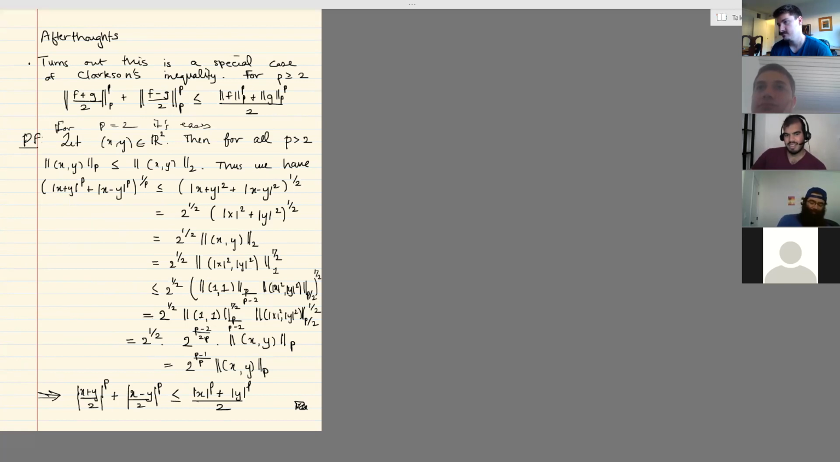I just removed the 1/2 and put it over both these terms. Now I calculate what this term is. It's just this, and this term is actually just the p norm of (x, y). If you multiply these two terms, you get 2 to the (p minus 1) over p. So now raising both sides to the power p, we get this inequality.